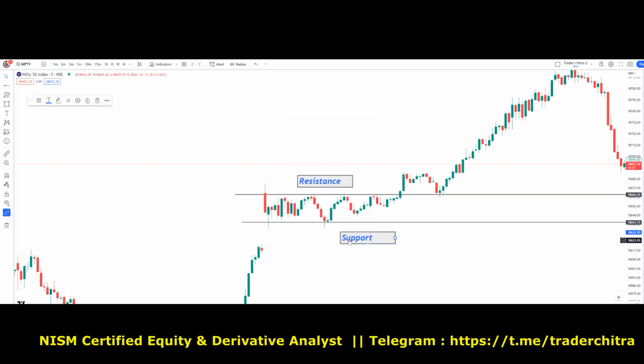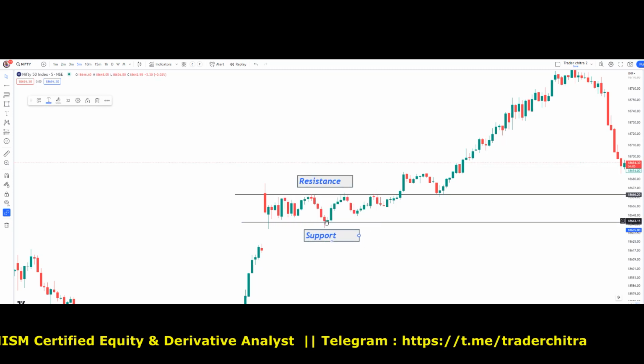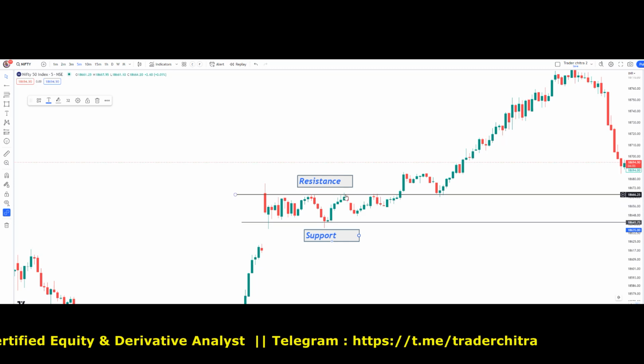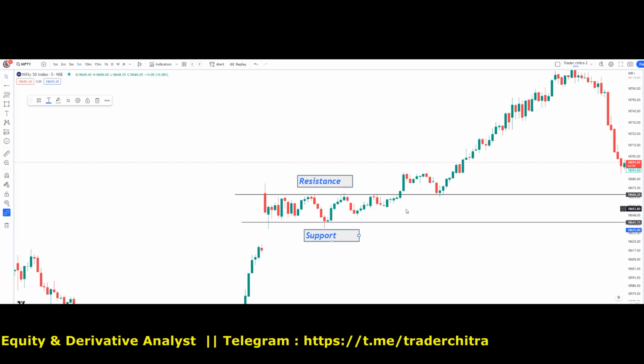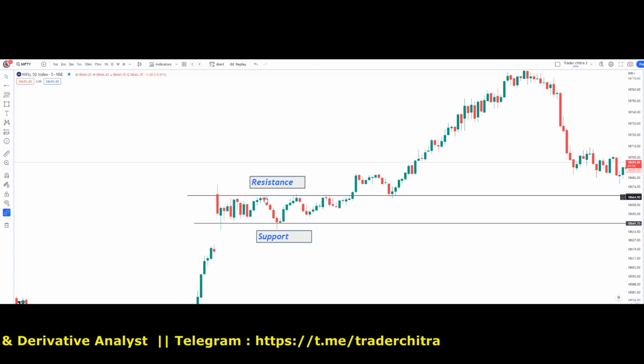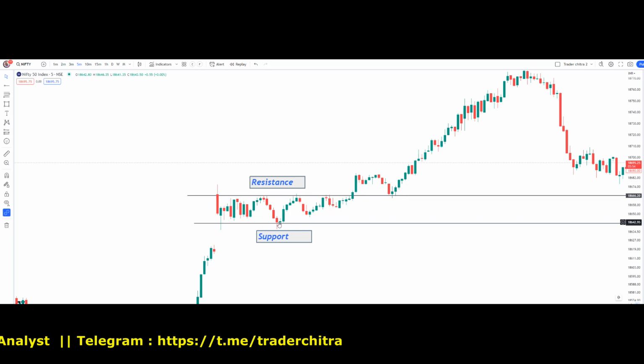So price is in the consolidation phase. If you are buying at the support, you can sell at the resistance zone. So we can enter into the trade. If you want to trade in between the resistance and support, you can do a selling trade here and you can do a buying trade here. You can look for a long trade here at the support and you can look for the selling trade, that is a short trade, at the resistance zone.